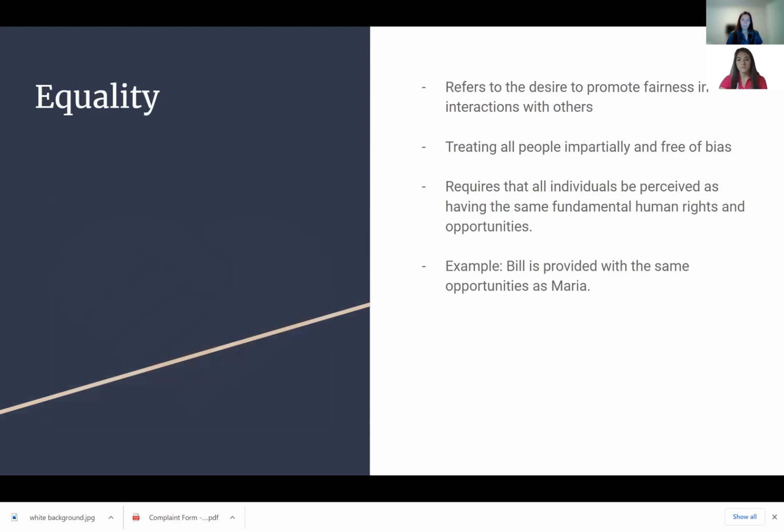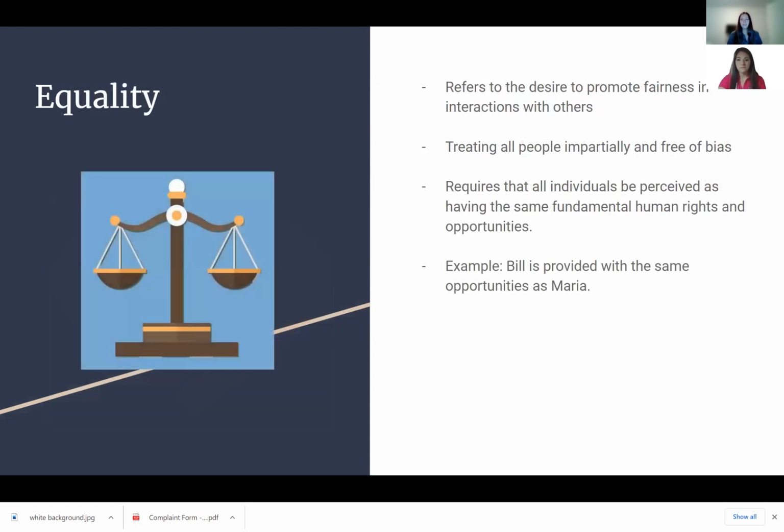Next, we have equality. Equality refers to the desire to promote fairness in interactions with others, treating all people impartially and free of bias, and requires that all individuals be served or perceived as having the same fundamental human rights and opportunities. An example of this is Bill provided the same opportunities as Maria. And it's really important as OTs, in any health profession, to treat all patients equally and fairly. We do not want to have any prejudice or bias prior to going in to see a client.